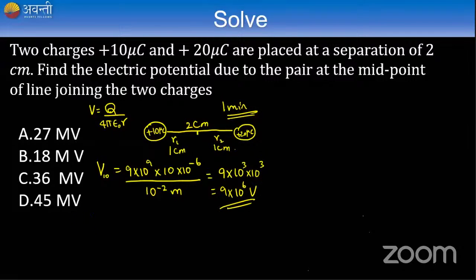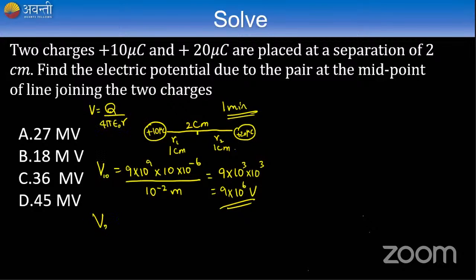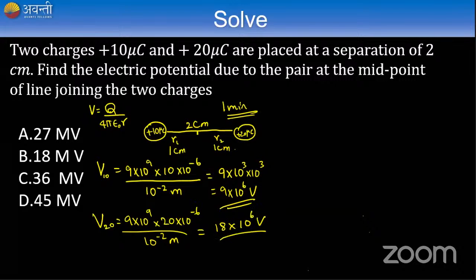Come on, guys, tell me. Correct, Bhargav. Now tell me, what is V20, the potential due to the 20 microcoulomb charge? Again, apply the same formula: 9 into 10 power 9 into 20 into 10 power minus 6 by 10 power minus 2 meters. Correct, Bhargav. Correct, Amit. Correct, Sashwita. So this is 9 into 2, 18 into 10 power 6 volts. I can write it directly since I have solved the powers for the first one.